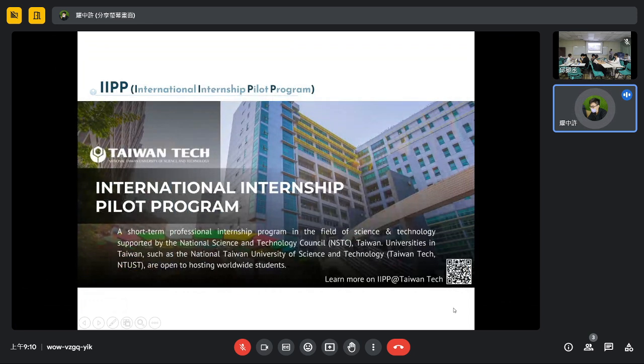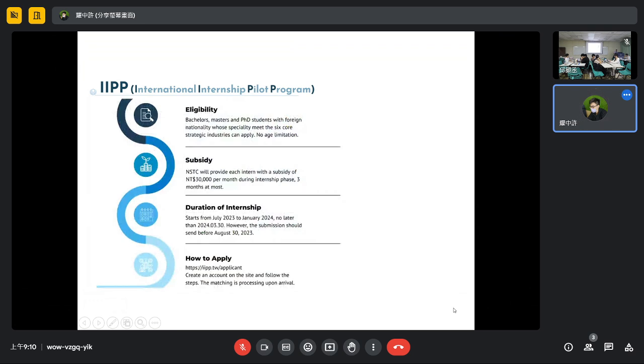I want to spend some time to talk about the international internship pilot program. If you're interested in coming to Taiwan in the future for a short-term internship, I think this is usually a very easy one. Our university provides the dormitory. I'm not sure whether you need to pay for that, maybe it's half sponsored, half on your own. This internship program lasts for 3 months, and each month provides NT$30,000.